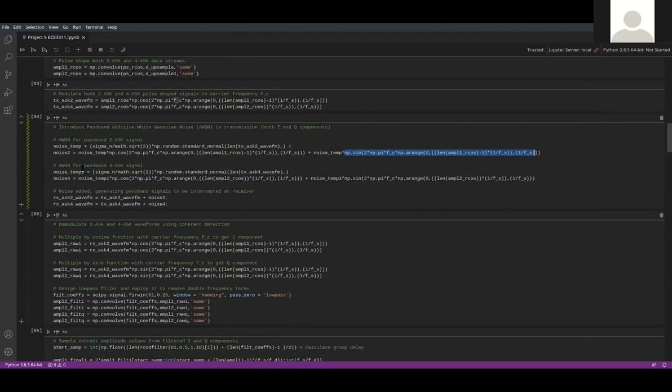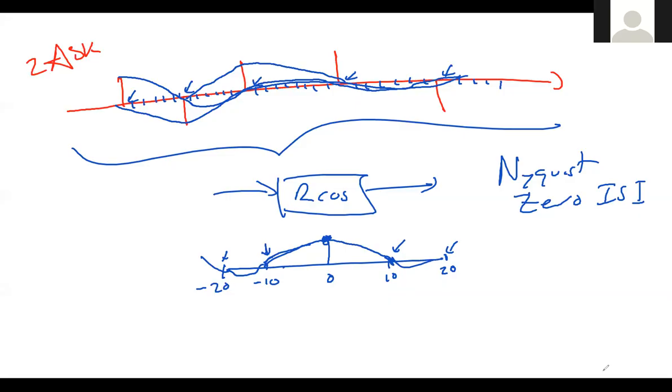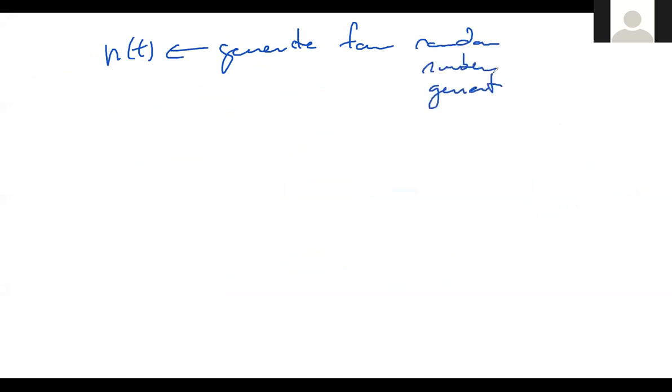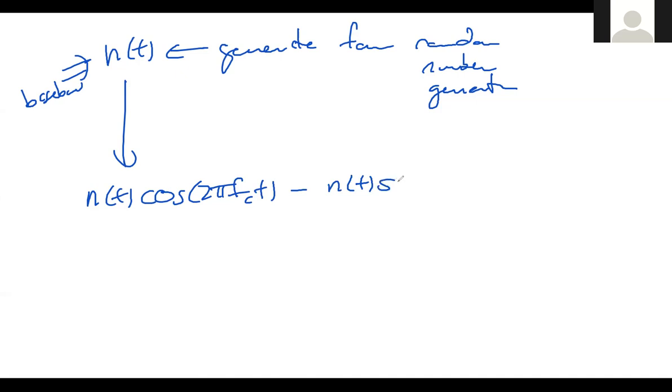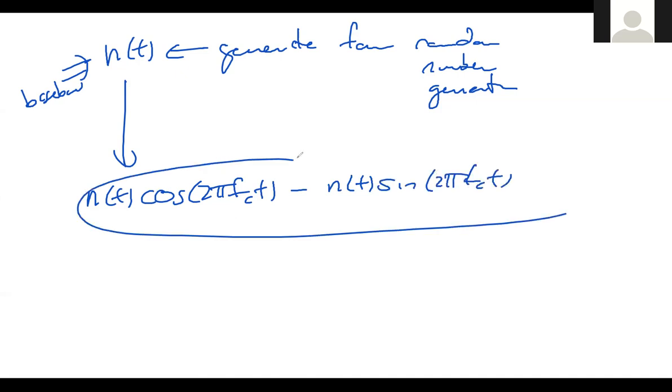So you add the noise, right? That actually, again, is worth going over a bit. So what you do is you create the noise, generated from some random number generator. But then that's defined in baseband. So what you need to do is modulate it, okay, so now you have passband. I'm going to call it N of T PB, because I'm not creative with names, so now that's passband.